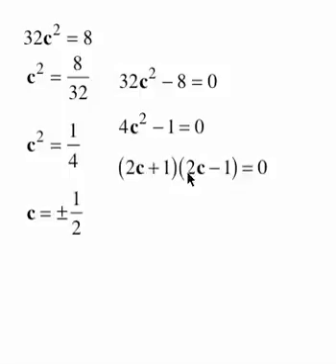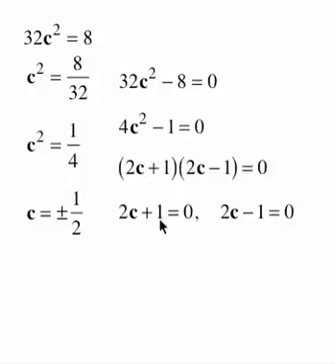So we know that one of these brackets is equal to 0, or the other bracket is equal to 0. So we rewrite our brackets: 2c plus 1 is equal to 0, 2c minus 1 is equal to 0, and we don't need those brackets anymore, so I can just remove them. And then I'm going to solve for c in both cases.